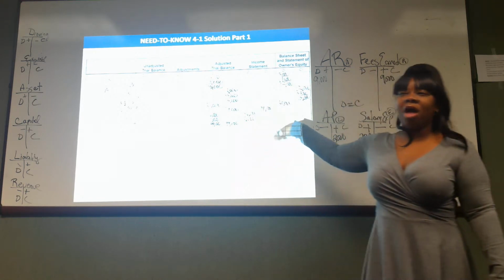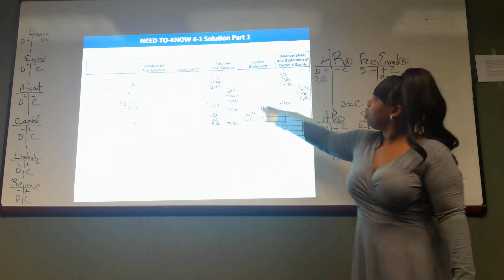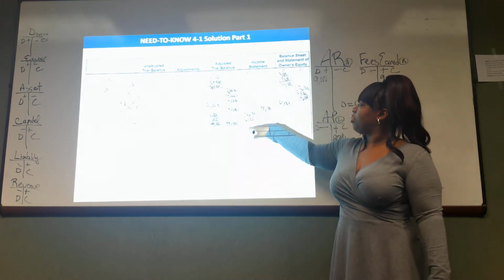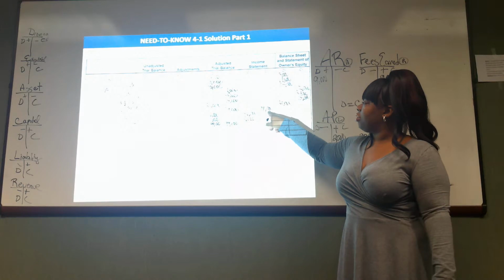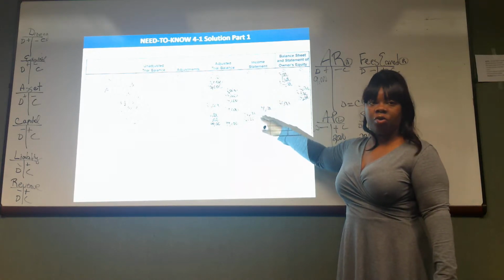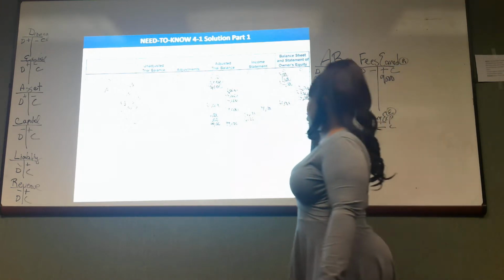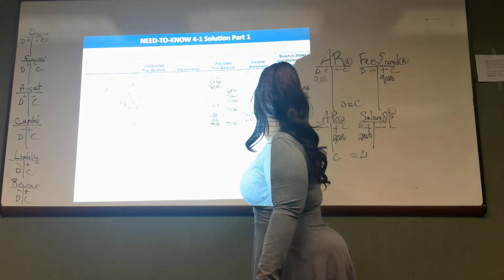Okay, so it's the same concept as trying to find the balance of the T table. You add these credits together, and these are your debits, and you add those together. Then you take the difference between the two, and the balance goes on the highest side. So you said it's $15,000 credit.